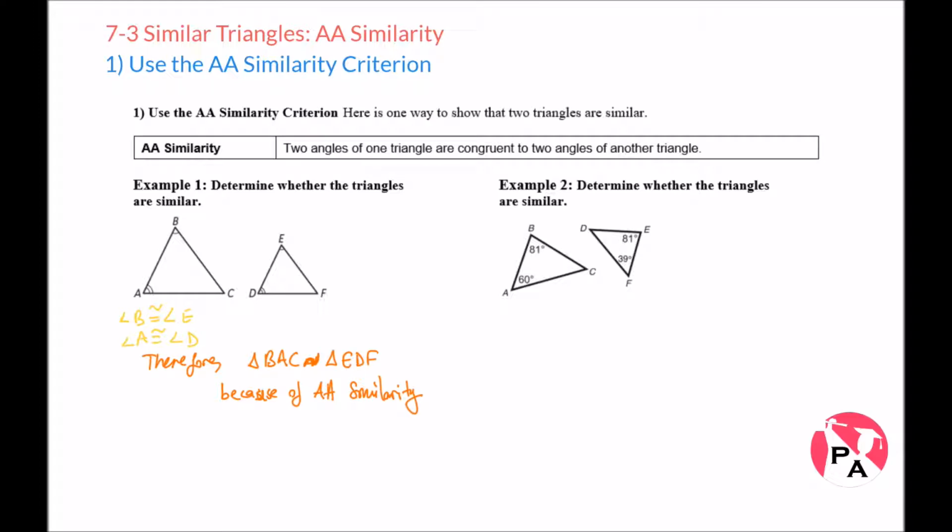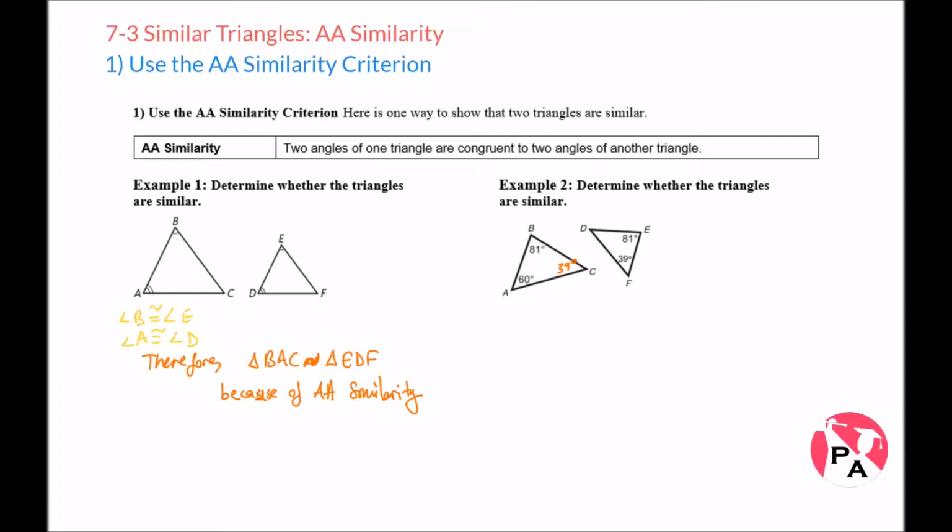Let's get to the second example. Determine whether the triangles are similar. So remember, what we need is two angles that are congruent to each other. The first triangle has the angles of 81 degrees, 60 degrees. The missing angle can be found by subtracting these two from 180 degrees. Subtract 81 and 60 from 180, we get 39 degrees.